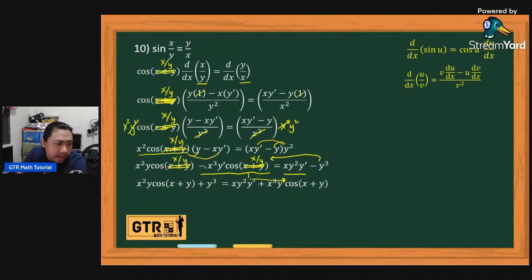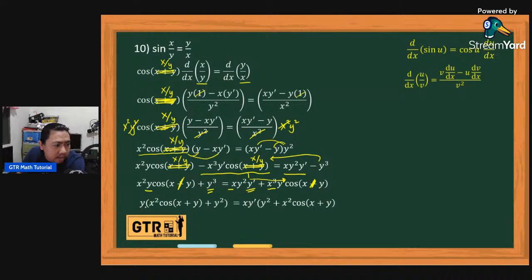And then negative x cubed y prime cosine of x over y. So nandito na siya sa kabilang side. And then just copy x y squared y prime. Okay, so this is x over y. This is divided, dapat yan. Okay, so combine. Factor out the common term. So we have y and y cubed. For this, we have x and y prime. So we have x cubed and y prime. Ito yung y prime. Natakpan ata itong y prime.